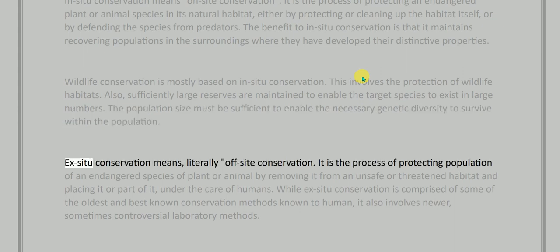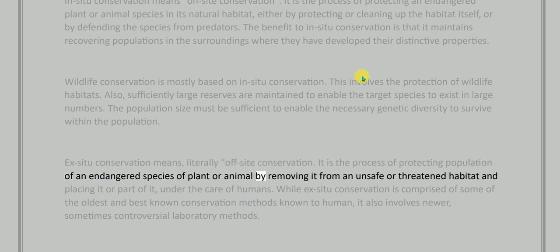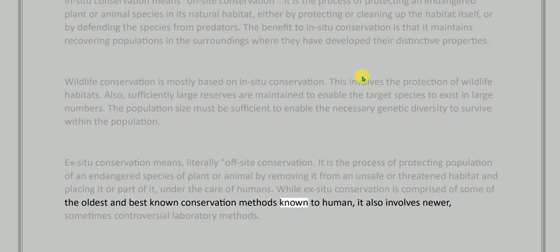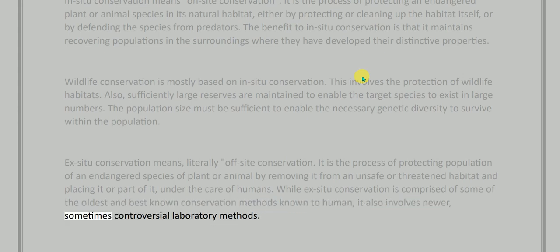Ex situ conservation means, literally, off-site conservation. It is the process of protecting a population of an endangered species of plant or animal by removing it from an unsafe or threatened habitat and placing it or part of it under the care of humans. While ex situ conservation comprises some of the oldest and best known conservation methods known to humans, it also involves newer, sometimes controversial laboratory methods.